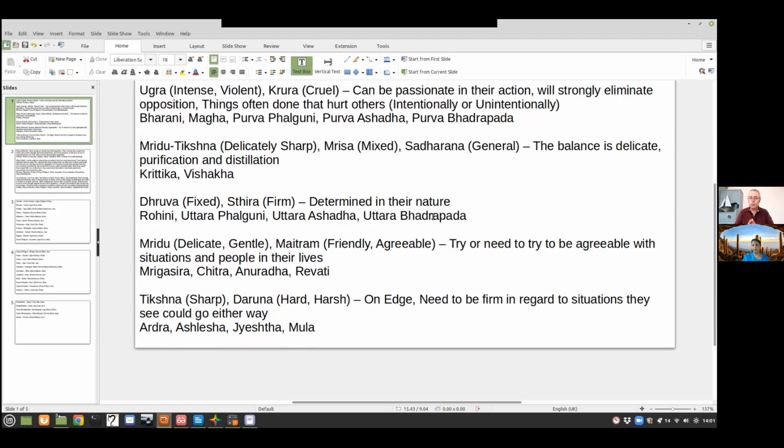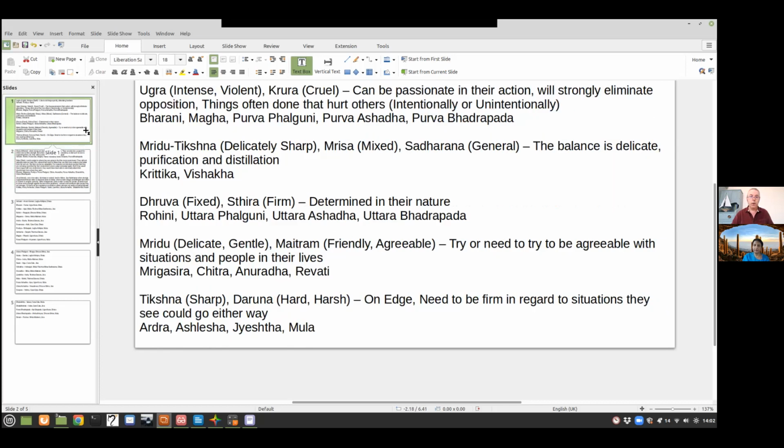And because of a situation being not quite as delicate as the Mridu Tikshna, but because of things being on edge, there's knowledge that things could go either way. And so the individual finds themselves in a position of needing to be firm in regards to situations they see could go either way, in order to try to make it go in the manner that seems most appropriate to them. So the Tikshna and Dharuna nakshatras are Ardra, Ashlesha, Jeshta, and Mula. Okay.